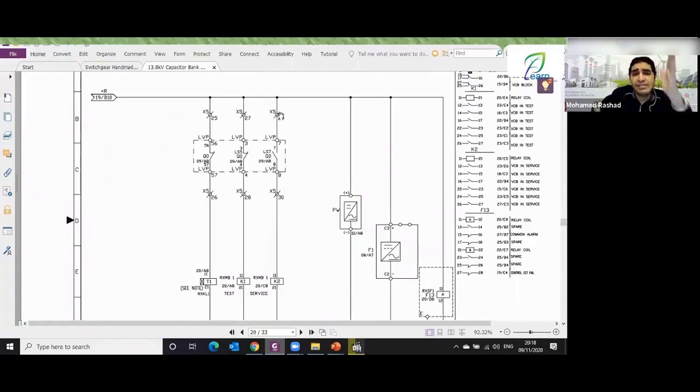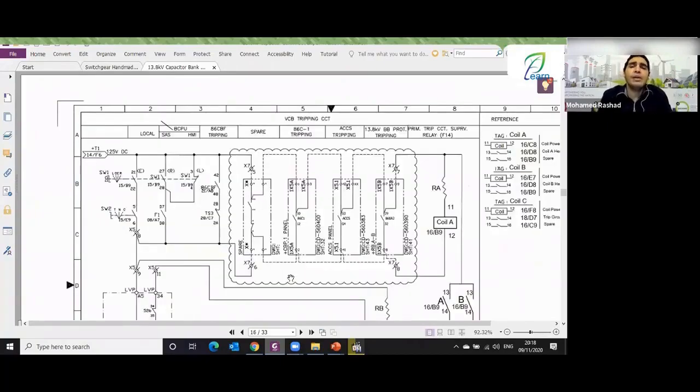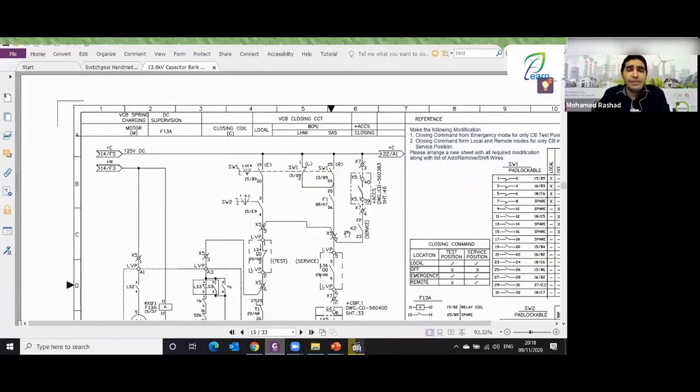So why does the auxiliary operate, and based on what? Since I am using a normally open contact here, it means when the breaker is in the service position, the auxiliary will operate and close its contact here. So this means it is in the service position. Well, why didn't I just put LS7 directly here?